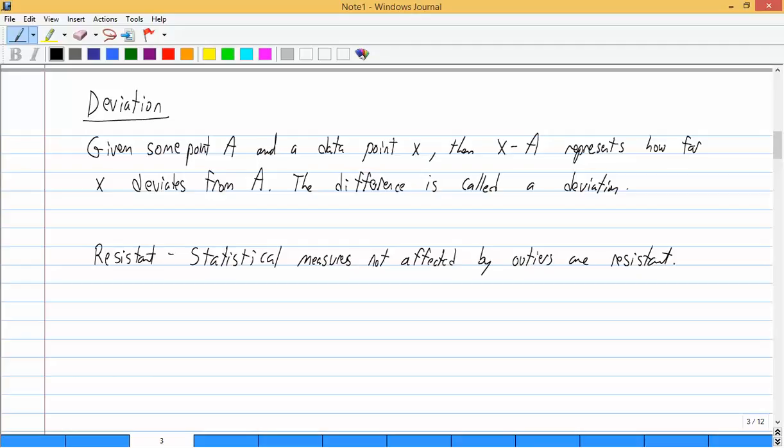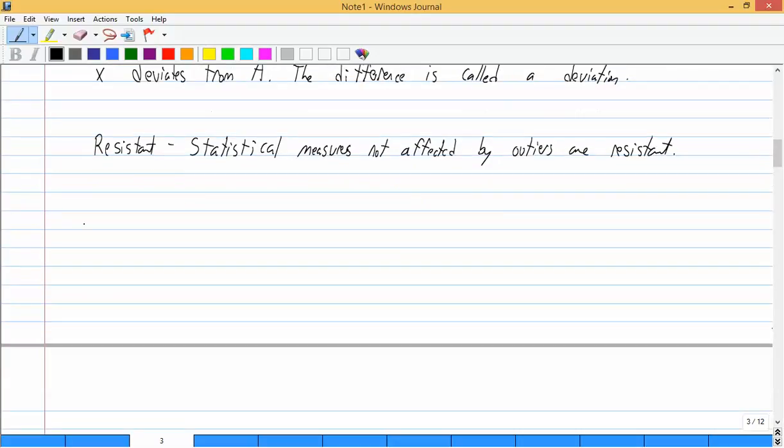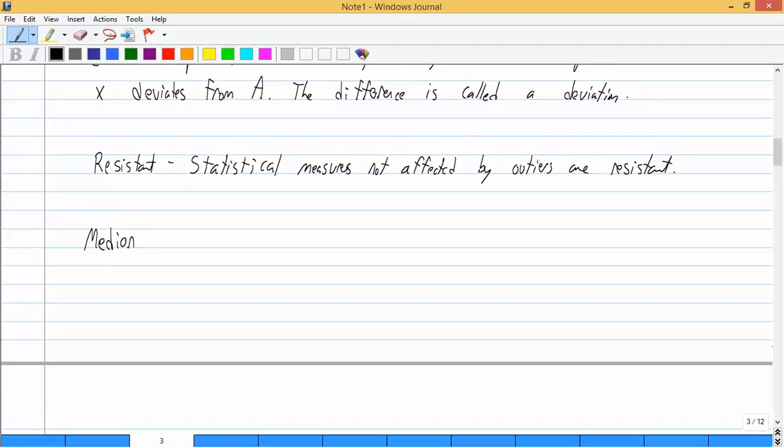Another statistical measure that we go over is called the median. Sometimes when you're driving down the road, you may see "stay off the median," right? That's kind of related to what a statistical median is. So what is a median?